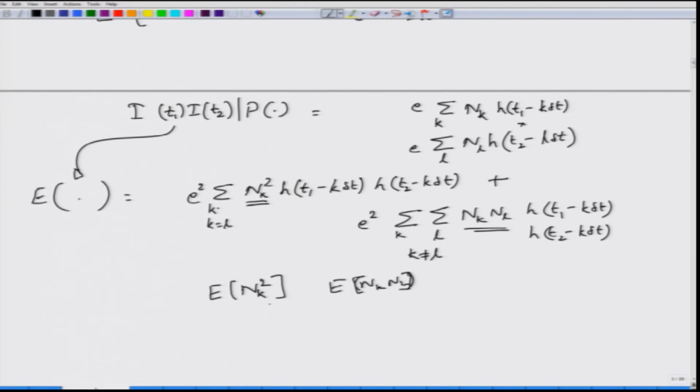The discussion continues in the next module. Do not go anywhere, we are going to look at the variances of each of them and then talk about what happens to the autocorrelation of the current. Thank you very much.